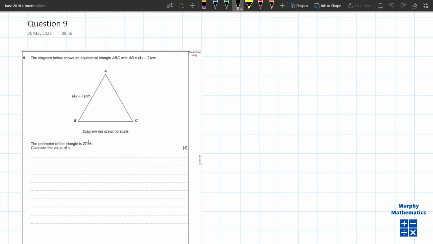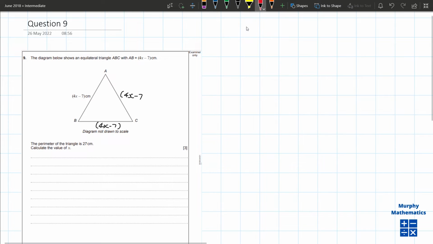We've been given a question that says the diagram below shows an equilateral triangle ABC with AB equals 4x minus 7 centimeters. And we're told the perimeter of the triangle is 27 centimeters. Calculate the value of x. So we have an equilateral triangle, so we know all sides are going to be the same. So we know we have 4x minus 7 here, and we have 4x minus 7 here.